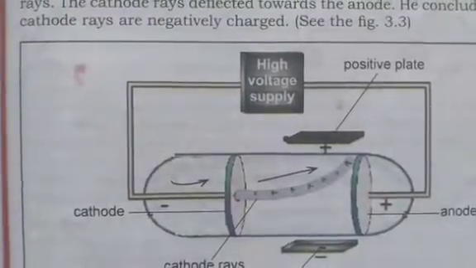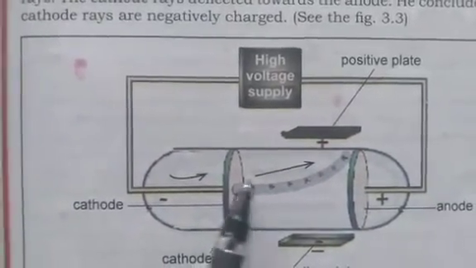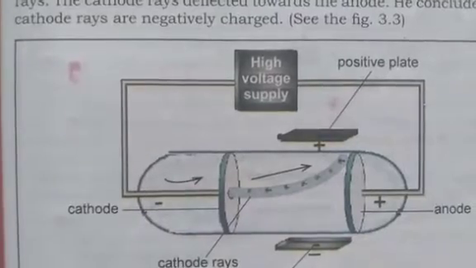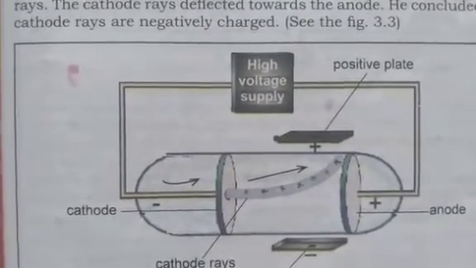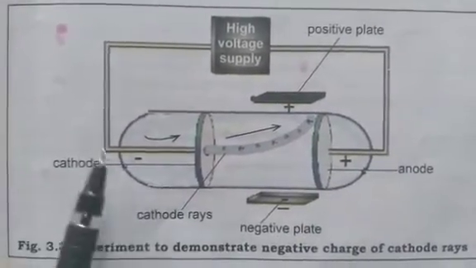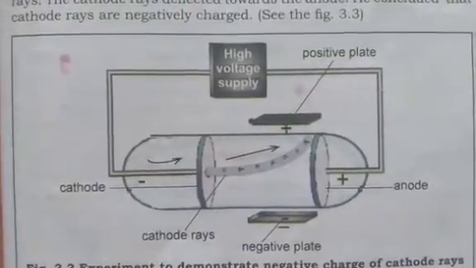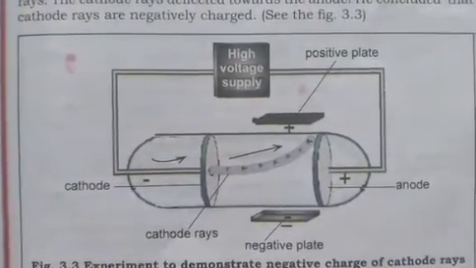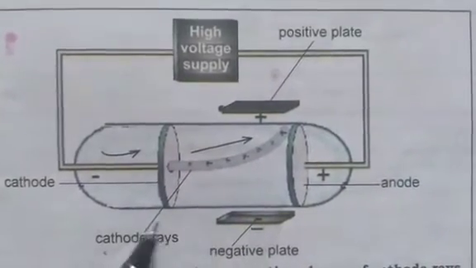J.J. Thomson conducted the above experiment with different gases, and he obtained the same results, and he named these particles electrons. These electrons are negatively charged. So he called these particles negatively charged electrons.